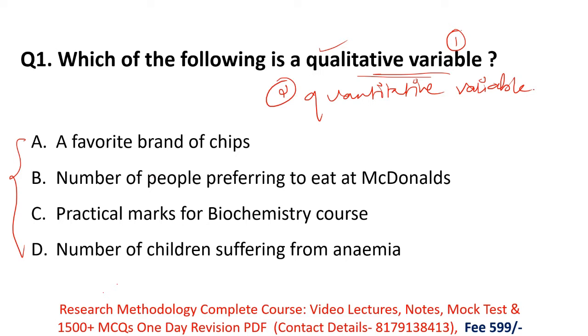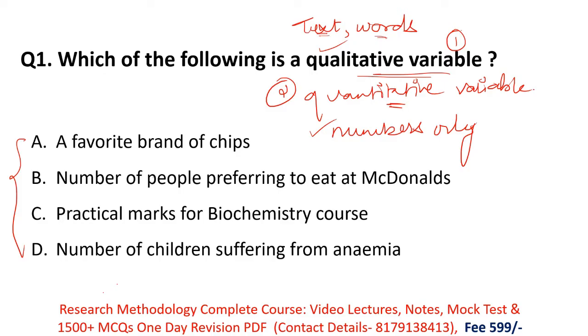Remember, in a qualitative variable, data is present in the form of text and words, and in a quantitative variable, the data is present in the form of numbers only. This is very important. We'll see the options one by one and find out which option indicates a qualitative variable example.